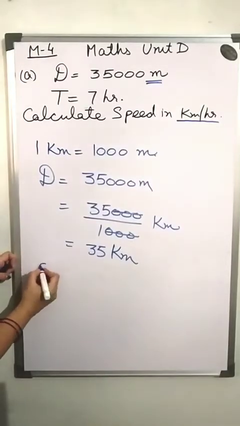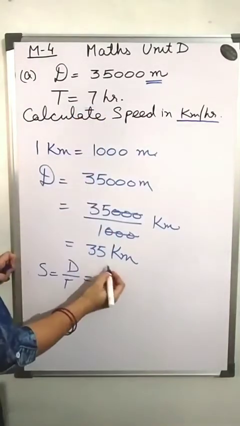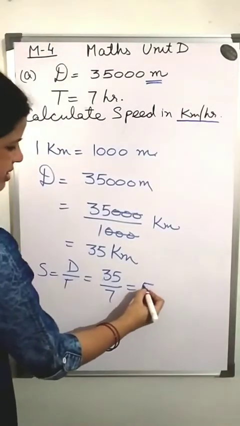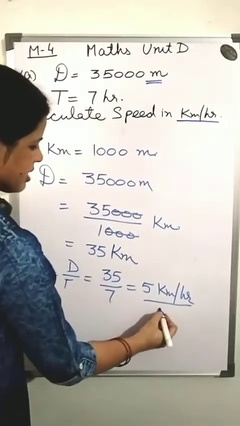Now speed is equal to distance upon time. Distance is 35 and time is 7 and it is 5 kilometer per hour. This is the answer.